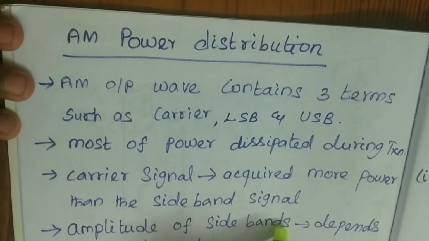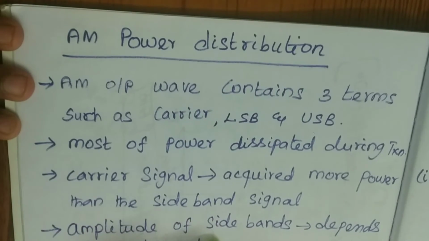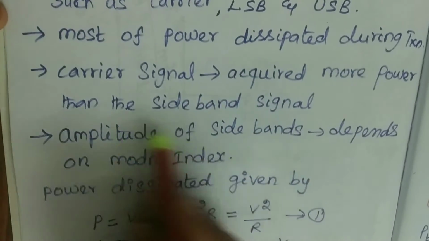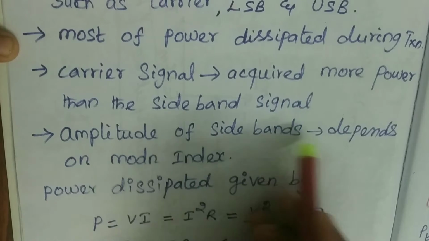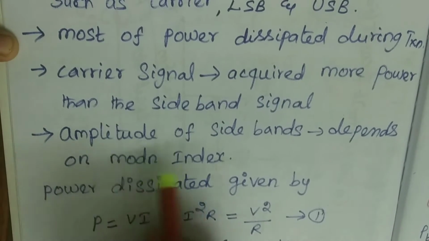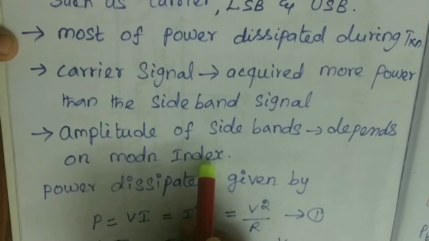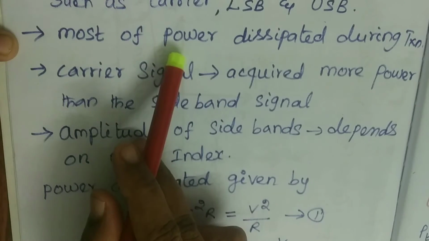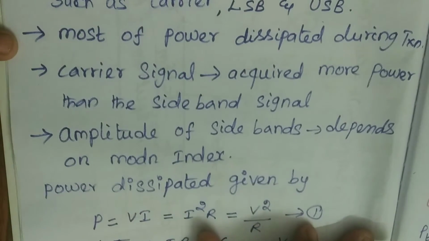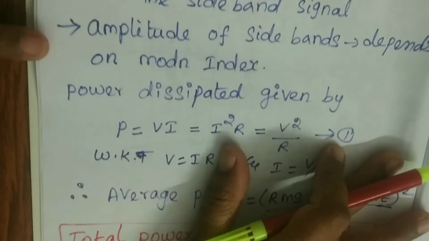Amplitude of the sideband depends on the modulation index of AM. What we are going to do in this topic is derive the power expression for amplitude modulation.